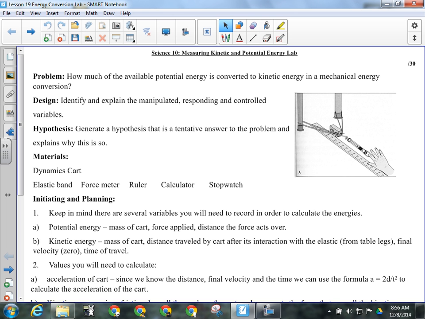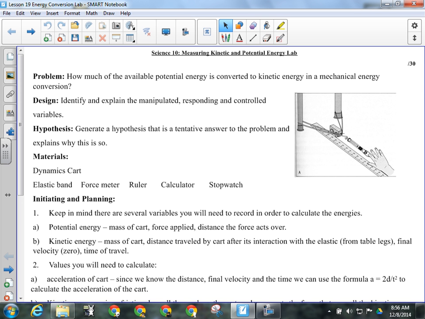For your hypothesis, we want to generate a tentative answer to the problem. In the if part, should we talk about the work energy theorem a little bit, and maybe what it says about conversion of energy? I would think so. The if part should say something like, if the work energy theorem says something, you tell me what, and then describe this experiment. In the then part, tell me what should happen in the perfect physical world.